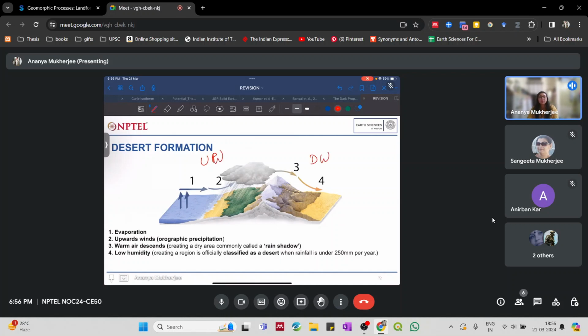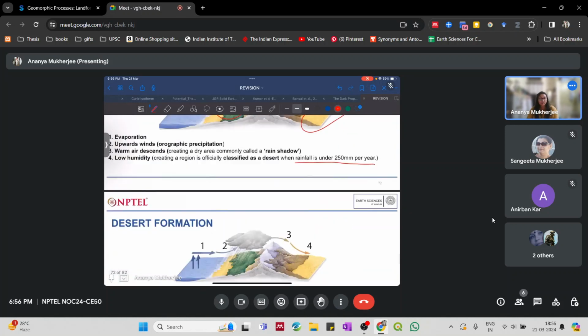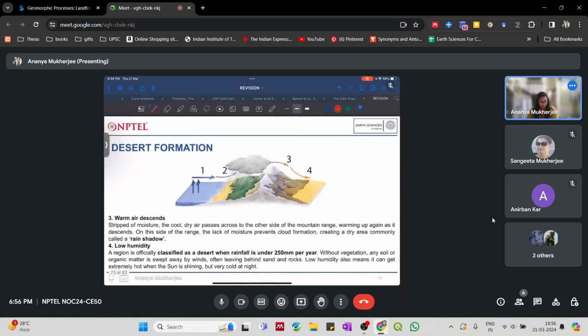Okay, so this is the upwind. Most of the precipitation is happening in the upwind part of the mountain, and the downwind part of the mountain has drier, warmer air with very low moisture. If there is not much moisture present, it cannot sustain any vegetation in the downwind part. Okay, and so this is where your desert is forming, where the rainfall is under 250 millimeter, the annual precipitation is below 250.